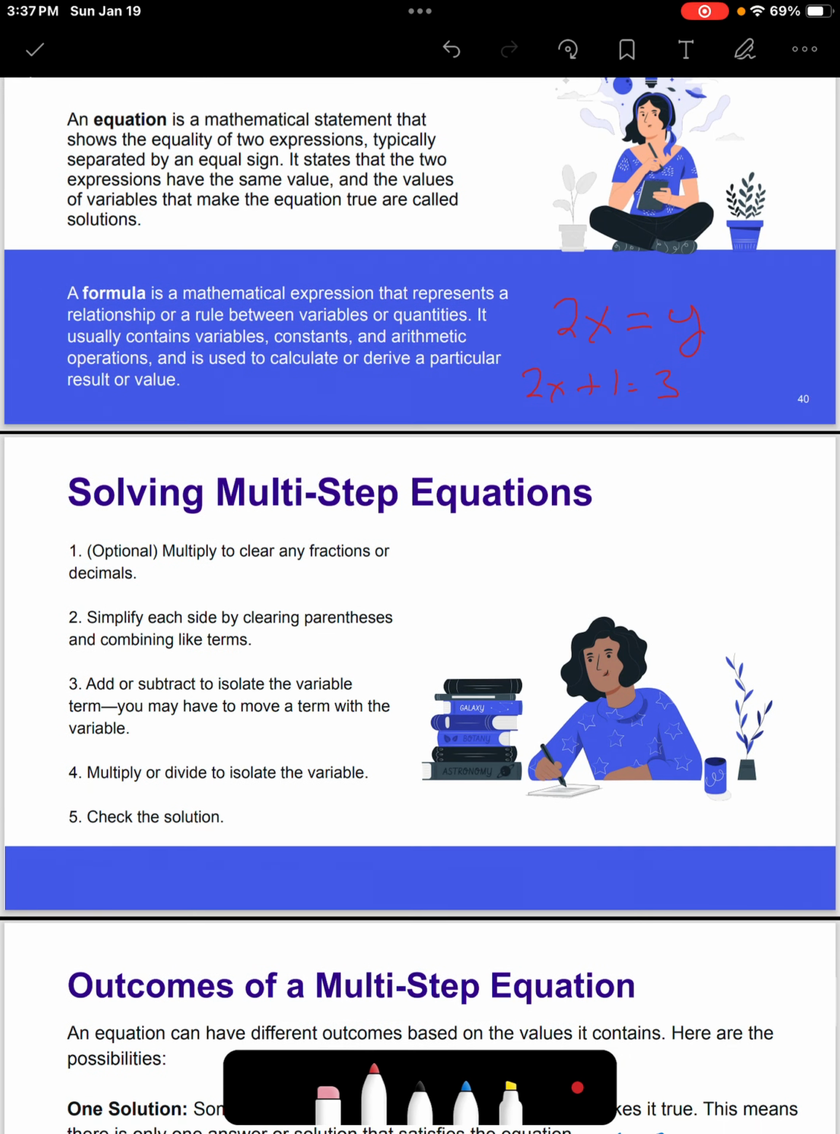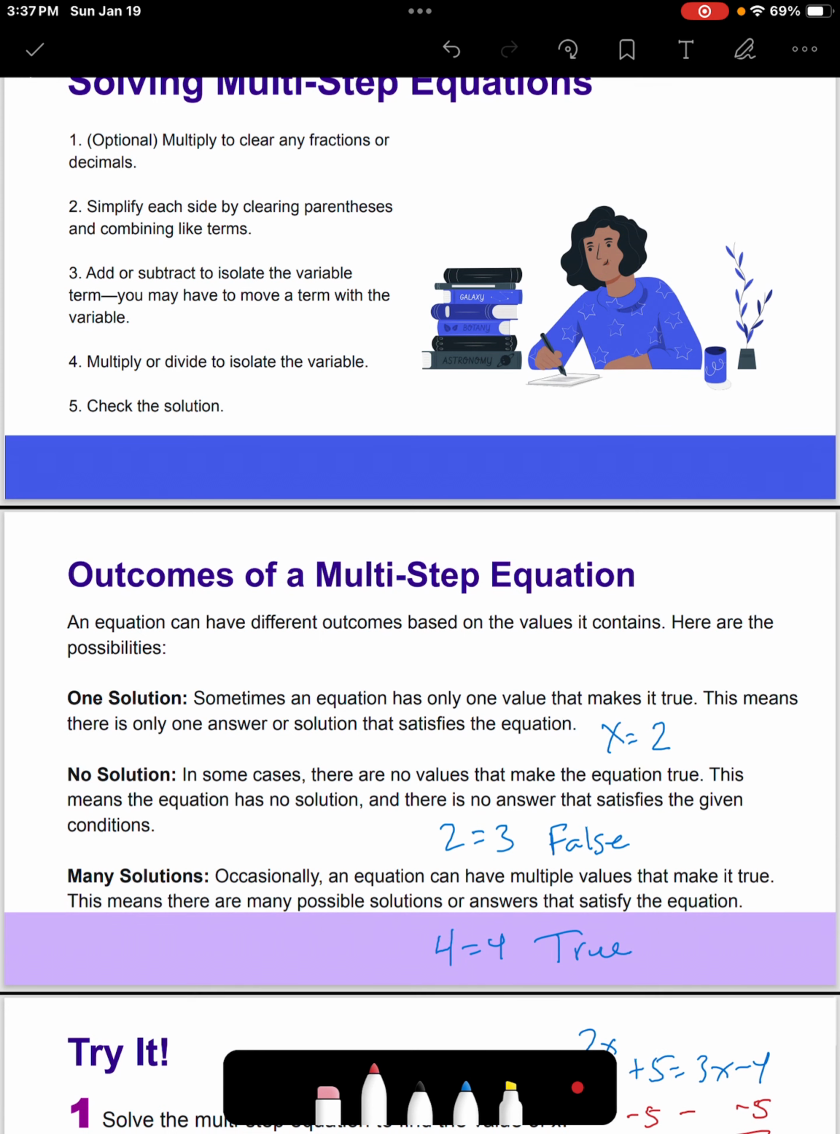So here are your steps to solve for x. Multiply to clear fractions or decimals. Simplify each side by clearing parentheses and combining like terms. Add or subtract to isolate the variable. Multiply or divide to isolate the variable. Check your solution.